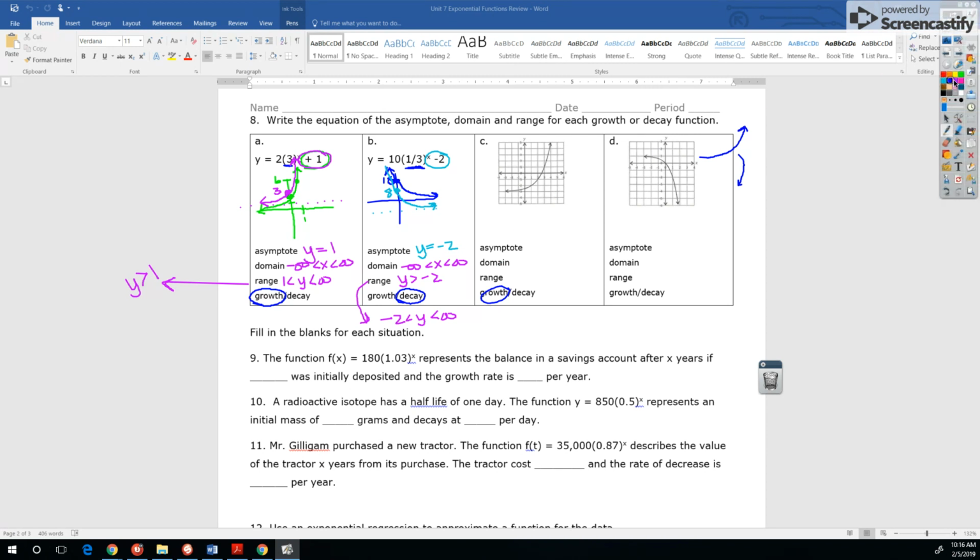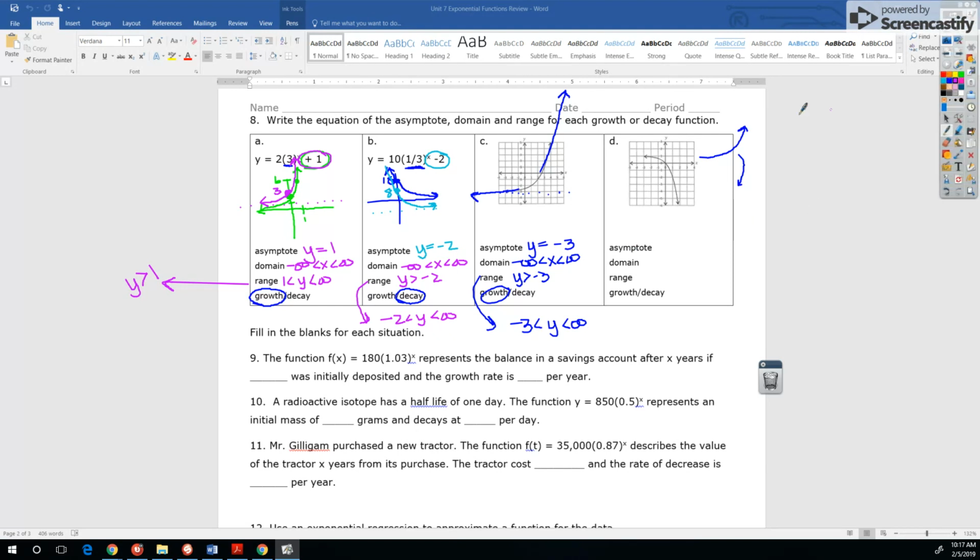In C, all I've got to do is look, where is this imaginary line that my graph is getting close to and approaching, and that would be at y is equal to negative 3. Same domain every single time. My graph goes on and on and on this way, and on and on and on that way. My range is going to be y is greater than negative 3, or the other way is negative 3 is less than y is less than infinity.